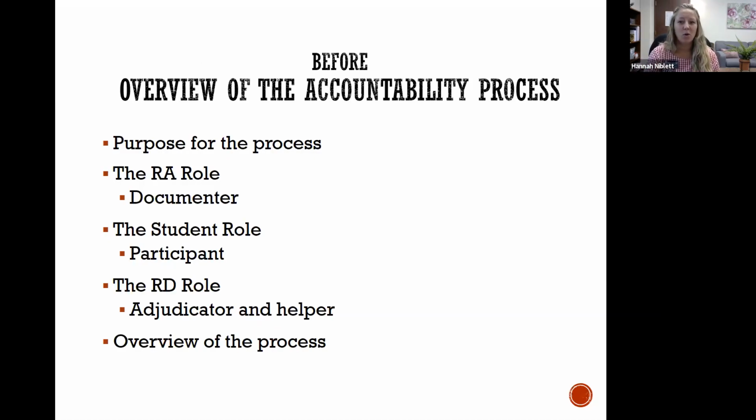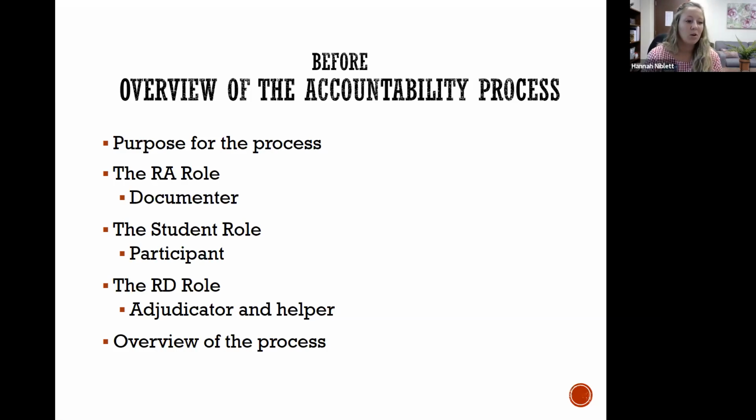Just an overview of the whole accountability process. So the purpose for this process, it allows for uniformity, so that us RDs are able to give everyone a fair chance at being able to talk through the situation themselves. And it also allows for a learning opportunity. So these students sometimes, I mean, this might be the first time they're ever getting in trouble at school. So it really just allows us to be able to sit down, talk to them about what happened, and then hopefully avoid any of these situations happening for them again in the future.